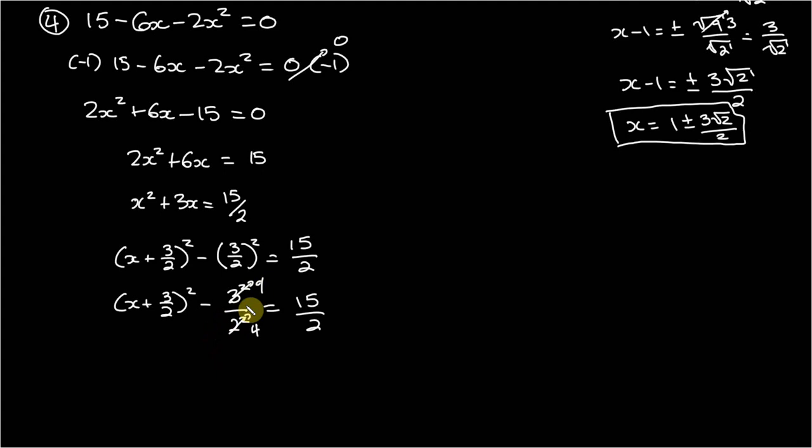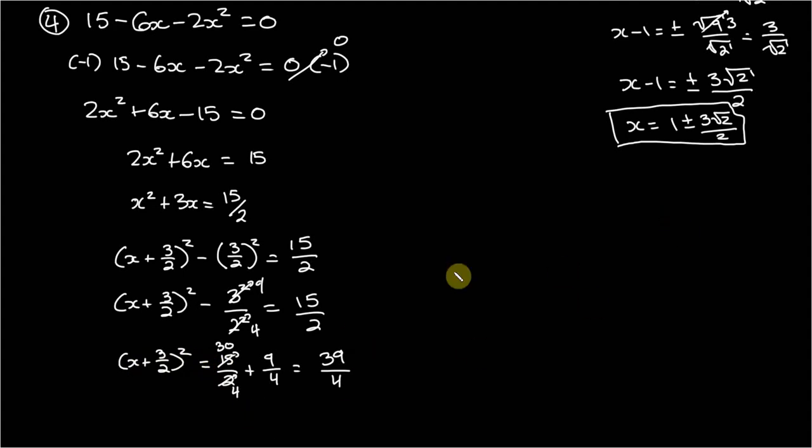And so now we can just add 9 over 4 to both sides. And that's going to leave us with x plus 3 over 2 squared, which equals 15 over 2 plus 9 over 4. And we can just multiply 15 over 2 by 2 over 2, which is going to leave us with 30 over 4. And 30 over 4 plus 9 over 4 is 39 over 4. And so now we're going to take the square root of both sides.